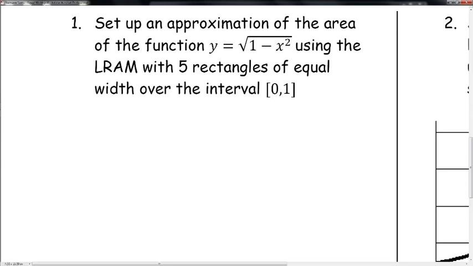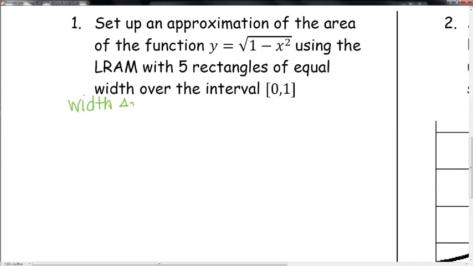Alright, number 1, set up an approximation of the area of the function y equals the square root of the quantity 1 minus x squared using LRAM, that means the left-hand Riemann sum, with 5 rectangles of equal width over the interval from 0 to 1. So let's first find the width. And so again, the width is delta x.